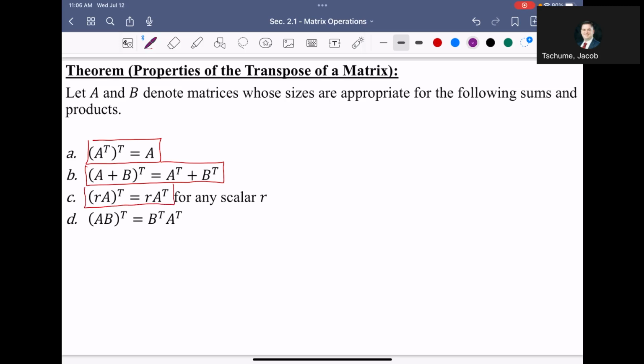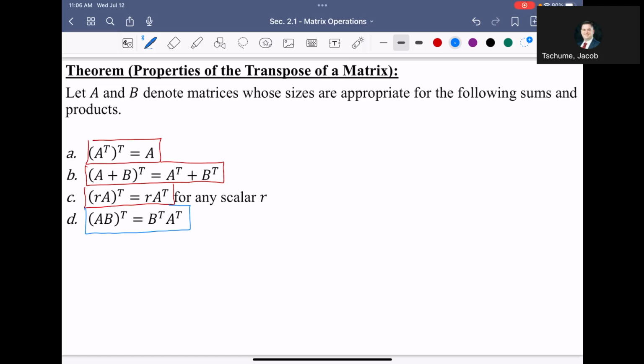The one that does make a difference, and that I see people mess up all the time, is part D. I'm going to do this one in a different color. If you are wanting to multiply A times B and take the transpose of it, that is perfectly fine. But if you're wanting to transpose things first, you have to flip-flop the order. So A times B transpose is equivalent to B transpose times A transpose.